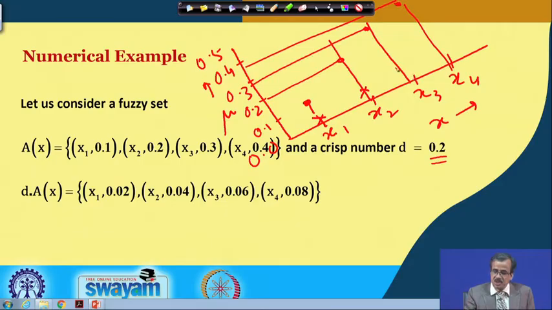Corresponding to x3, I will be getting 0.06. Corresponding to x4, I have got 0.08. So, I could be here. Now, the original fuzzy set, the discrete fuzzy set, is something like this. As it is discrete, I am not going to draw any continuous curve, and if I just multiply by d, I will be getting this type of nature. That means there is a chance of variation of this particular distribution.